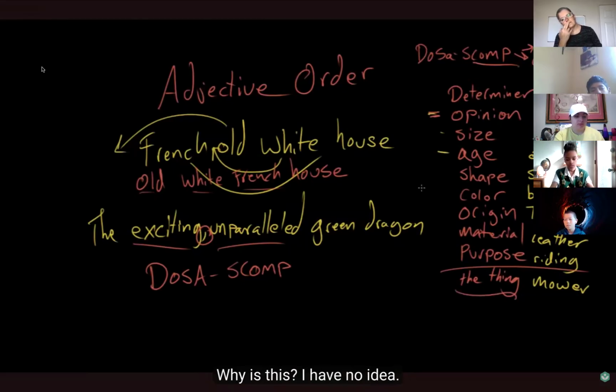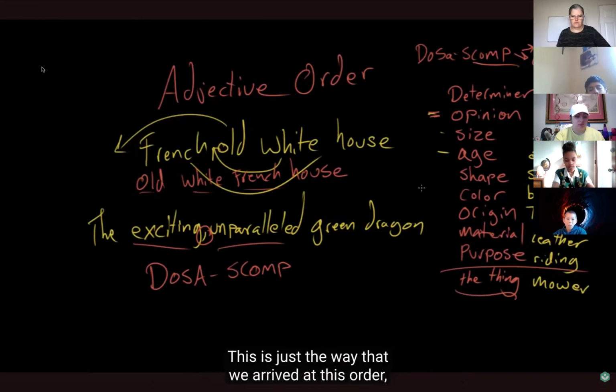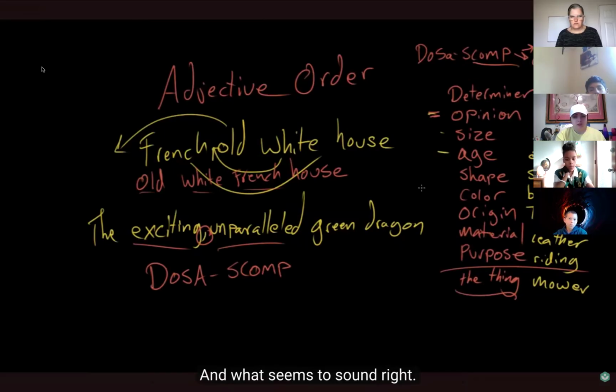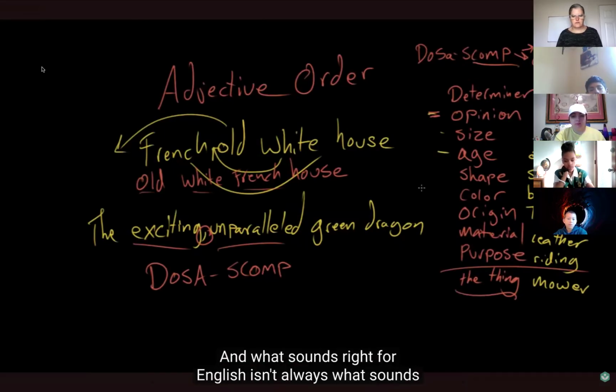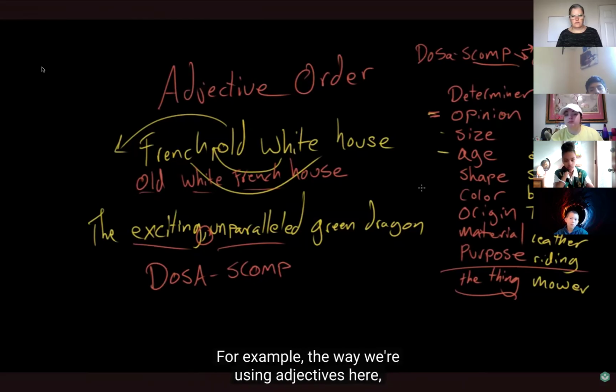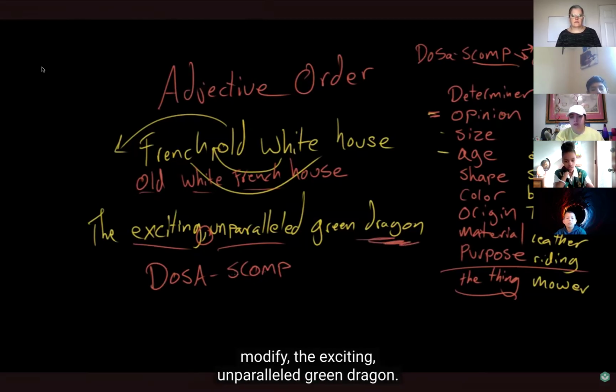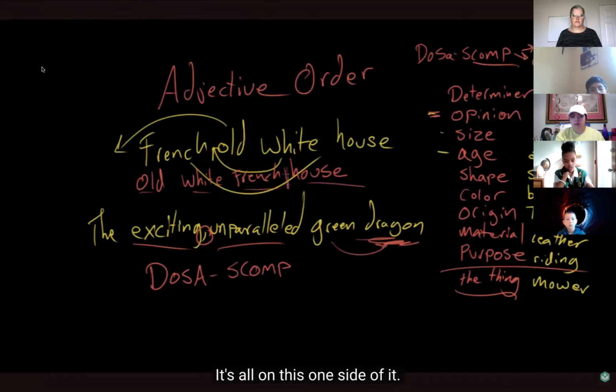Why is this? I have no idea. Sometimes language can be really, the word I tend to use is arbitrary. You can call it random if you like. The way we've arrived at this order is just basically through random chance and convention and what seems to sound right. And what sounds right for English isn't always what sounds right for other languages. For example, the way we're using adjectives here, we're always putting them to the left of whatever they modify. The exciting, unparalleled green dragon. It's all to the left. It's all old white French house. It's all on this one side of it.